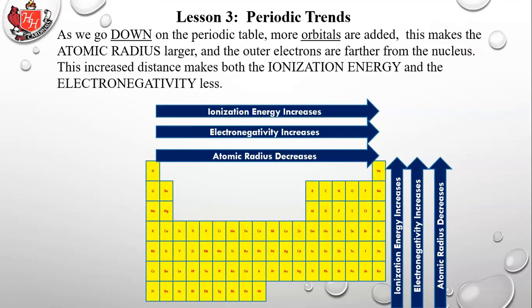As we go down the periodic table, more orbitals are added. This makes the atomic radius larger, and the outer electrons are farther away from the nucleus. This increased distance makes the ionization energy and electronegativity less. It's easier to pull an electron away from an atom that has a lot of orbitals because the electrons in the valence orbital are farther away. And it's a lot of electrons for the nucleus of that atom to reach out through and grab outside electrons, so electronegativity is also less as you go down the periodic table.